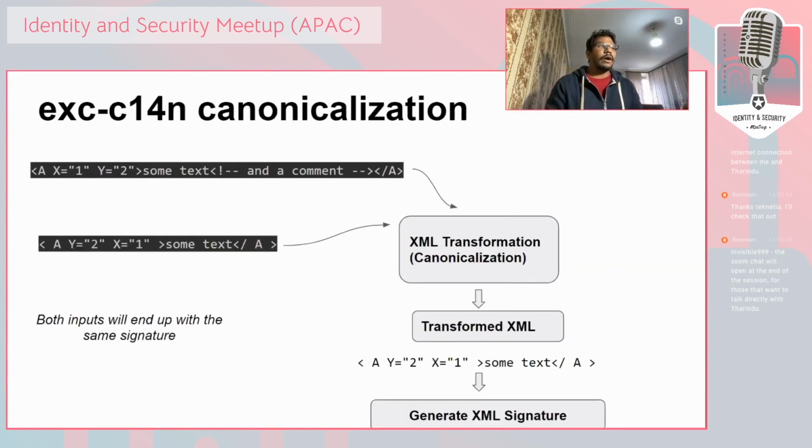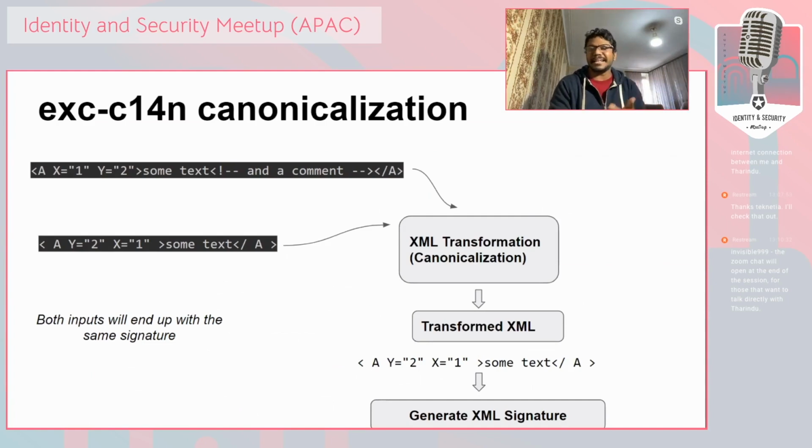Okay, now there's another well-known canonicalization method to ignore the comments, EXC14N, that's commonly used. If you are using this particular canonicalization algorithm, basically it will omit the comments in the XML message. So when you input these two inputs to this transformation process, it will remove the comment, take the text, and then generate the signature. In this case, you can see both texts will end up having the same signature, right?